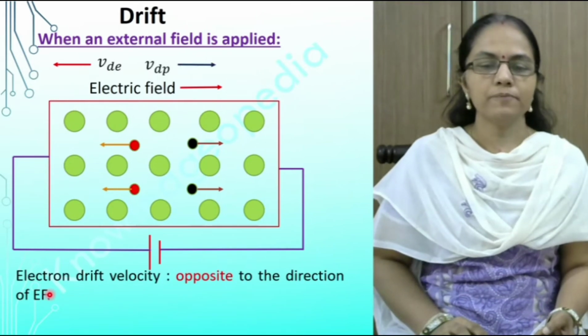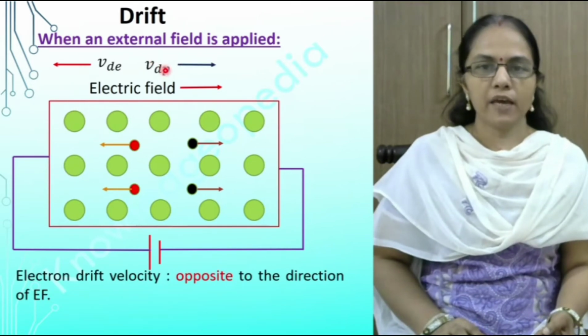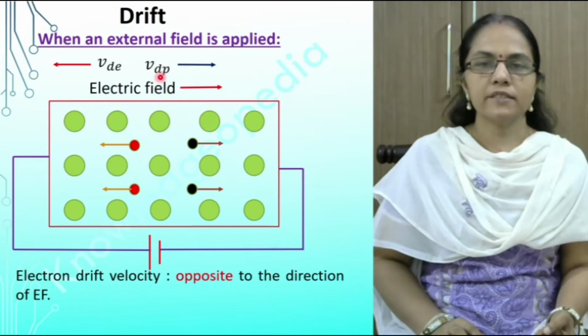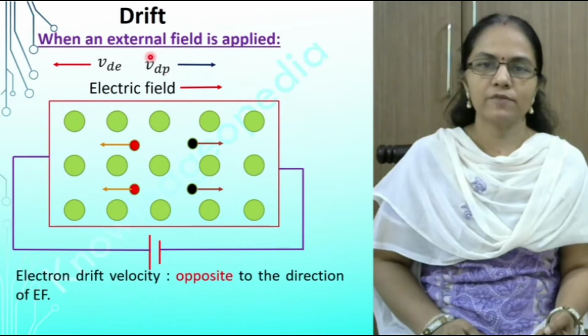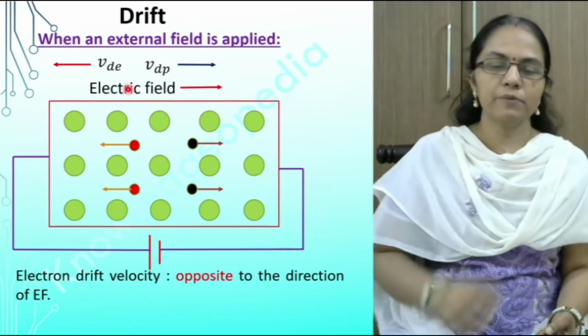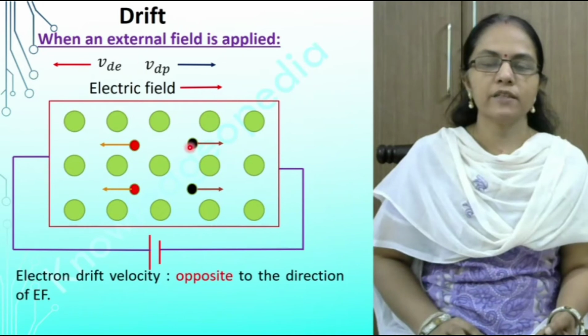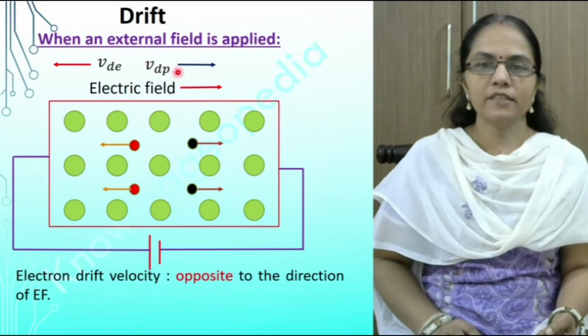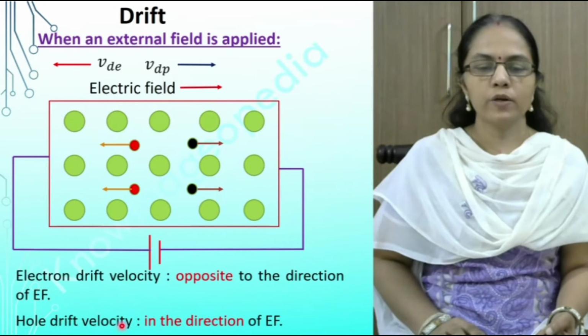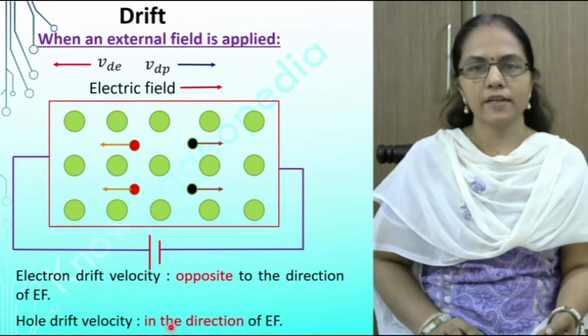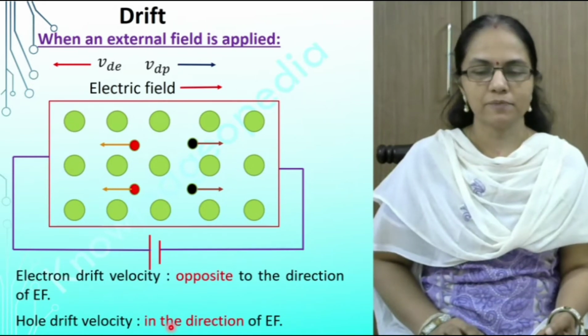Coming to the hole, VdP I have written here. Again, Vd is the drift velocity, and P shows that this is the drift velocity of the holes due to the applied electric field. And we have seen in the previous slide that they are moving in the direction of the electric field. So the direction of the drift velocity of the holes is in the same direction as that of the electric field. So hole drift velocity is in the direction of the electric field.